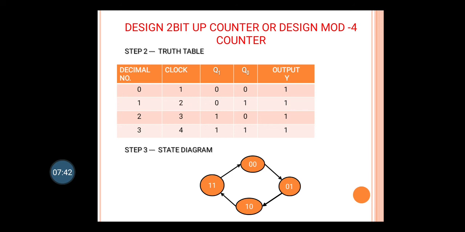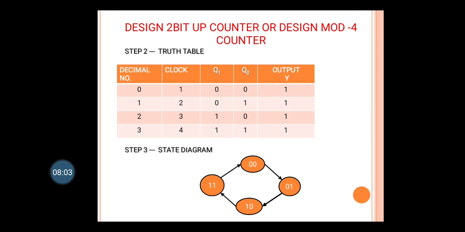Then the output. Since we are designing a mod 4 counter, we are going to count 4 clock pulses, or 4 combinations of the output that we need. For those 4 combinations of output, you are going to put 1. So I need 4 clock pulses, so 1 1 1 1 for the 4 clock pulses. Then next is the state diagram.